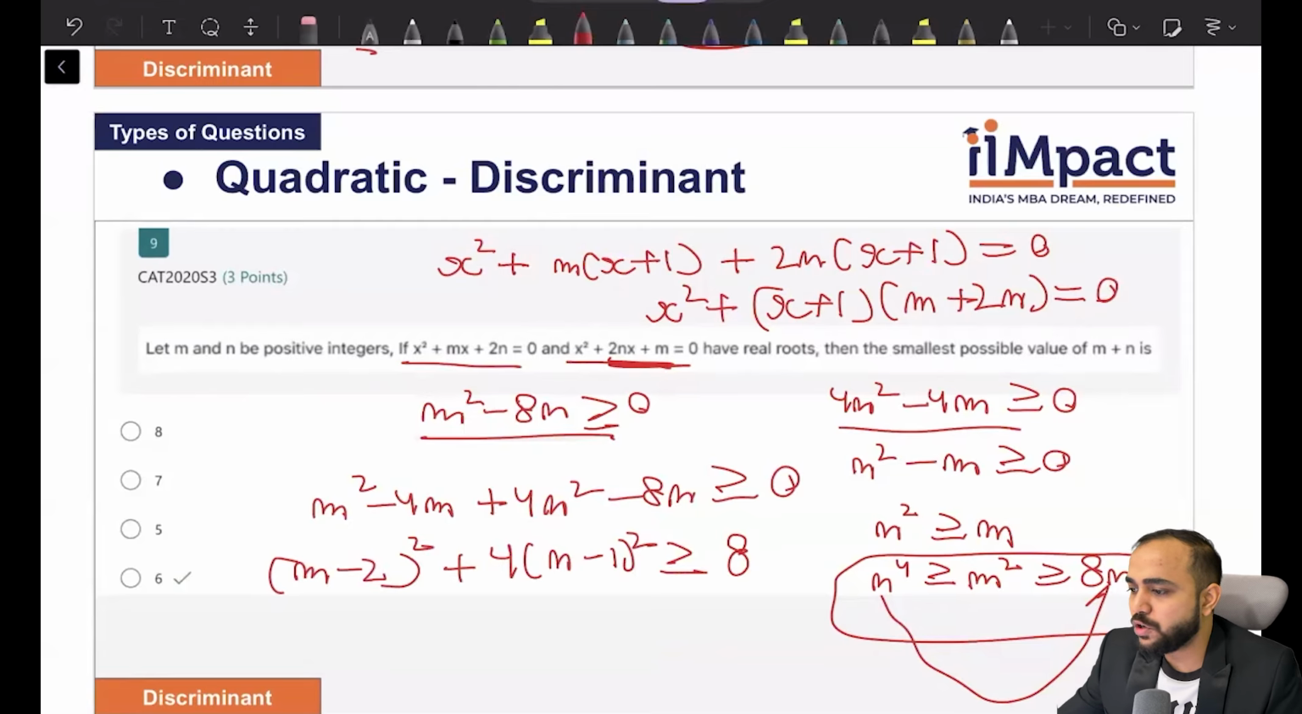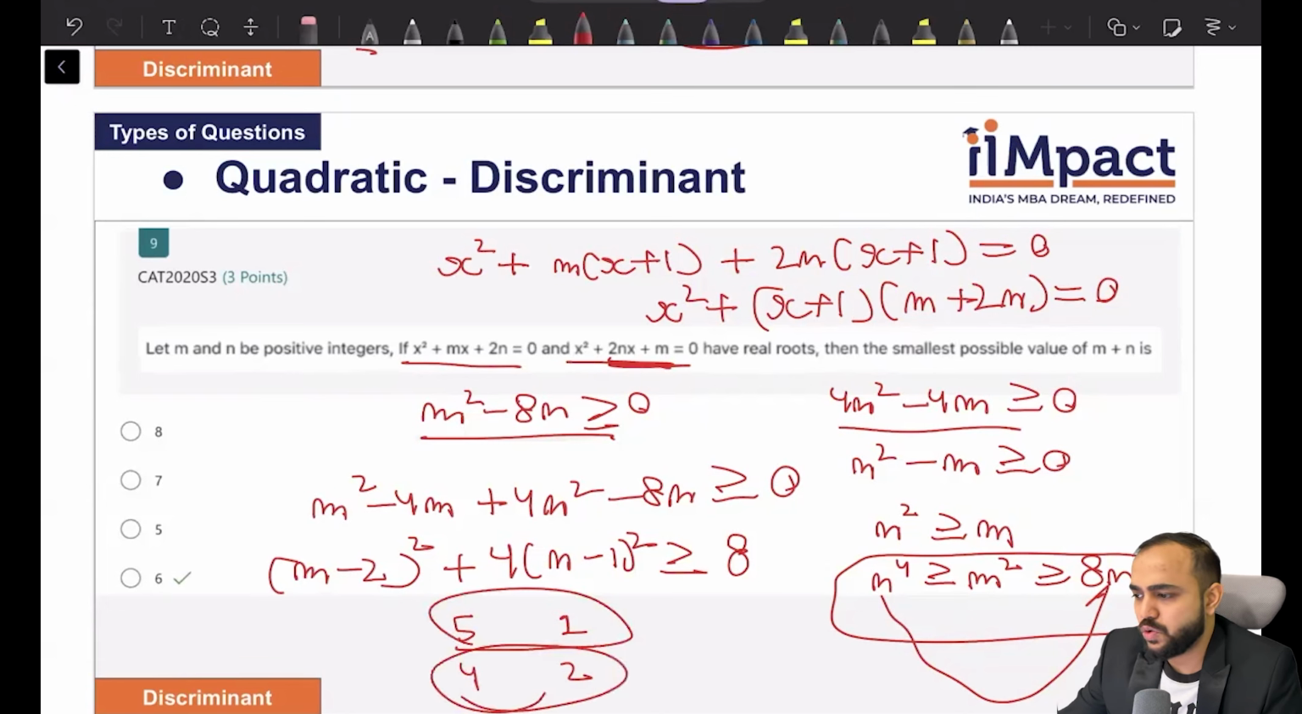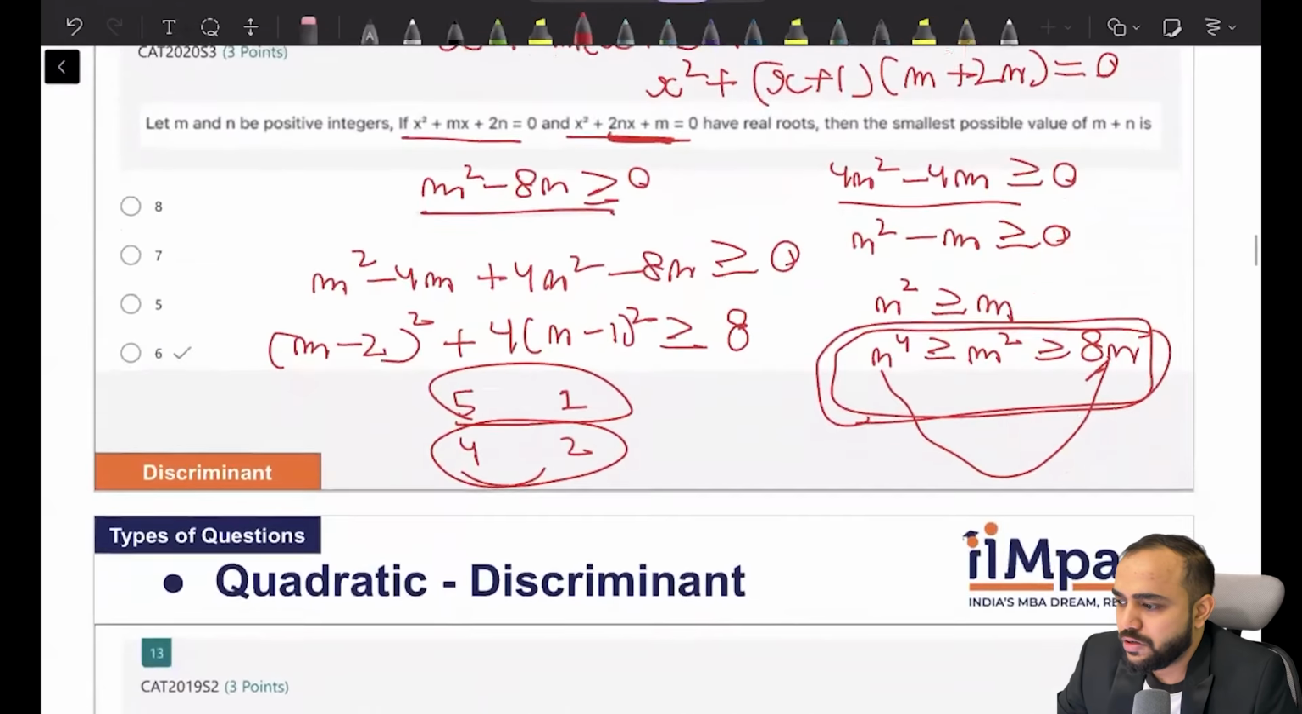So if I take n is equal to 1, I will get m minimum value as what? m minus 2 whole square is greater than equal to 8, or m will have to be 5. So you will get 5 and 1. If I take n is equal to 2, I will get 4. So m minus 2 whole square is greater than equal to 4. So m, lowest value will be 4. So yeah, you are getting 6, 6. So yeah, this is also a good method. You can do this. All right, moving on.